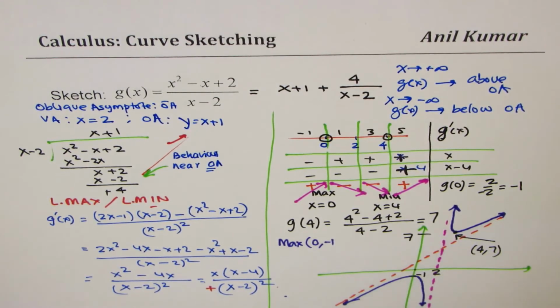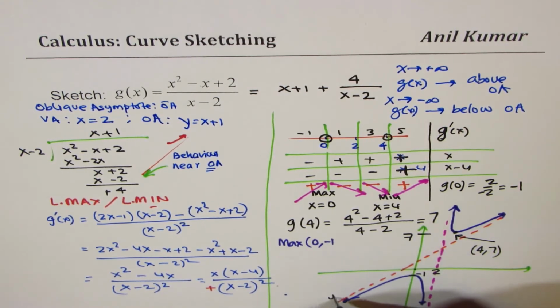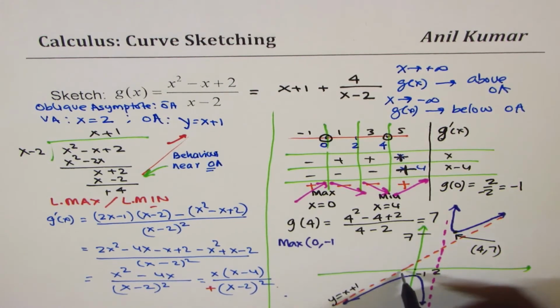Perfect. So that becomes the graph of this particular rational function with oblique asymptote y equals to x plus 1. So this point is -1, that is +1. Does it make sense to you, right?